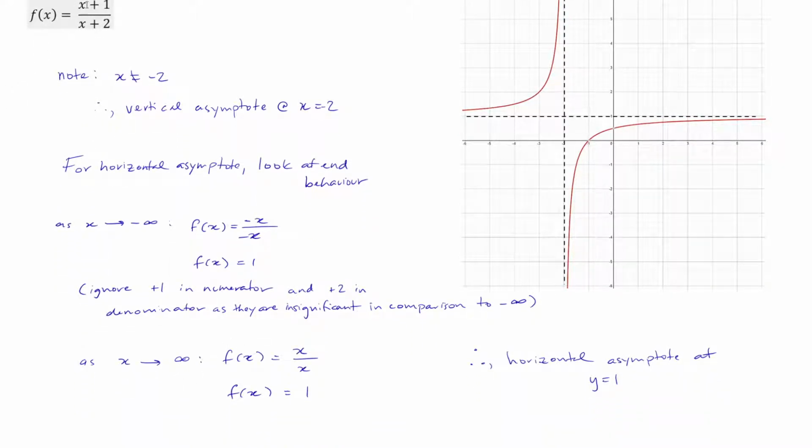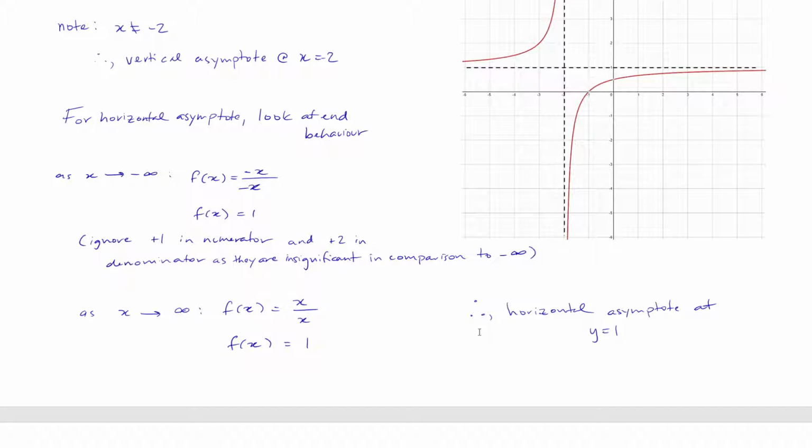If we go really, really high, let's say x is equal to 1,000,000, well, 1,000,000 plus 1 divided by 1,000,000 plus 2 is pretty much going to be equal to 1. It's going to be pretty close to 1. So we have a horizontal asymptote at y is equal to 1, because as x goes to negative infinity and as x goes to positive infinity, this graph goes to 1.